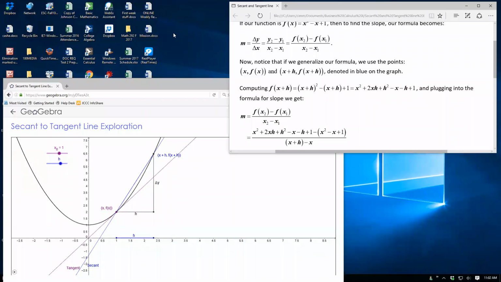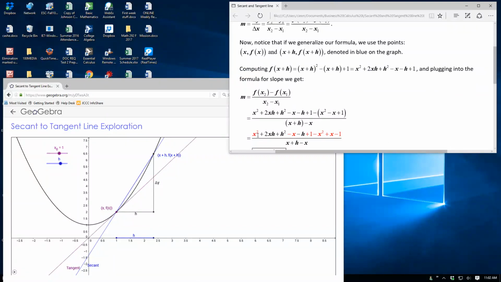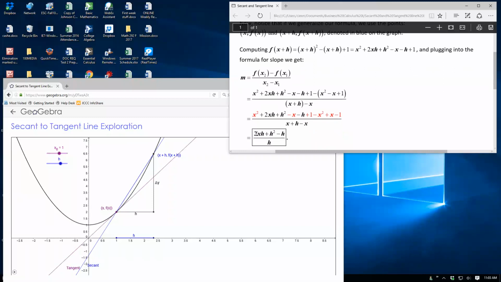And when I multiply this out and distribute this minus through, I get terms that are going to cancel out. So the x squared subtracts out, and this will always happen. The minus x cancels out with the plus x. The plus one and the minus one subtract out. So I'm really just left with a few terms. And notice even on the bottom, the x minus x subtracts out. So I'm really only left with that one term on the bottom. And I get the formula for my secant line is 2xh plus h squared minus h over h.